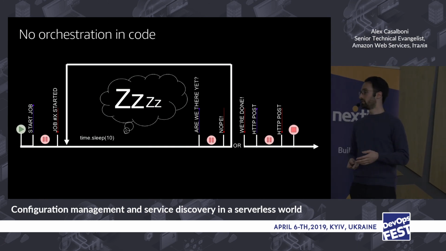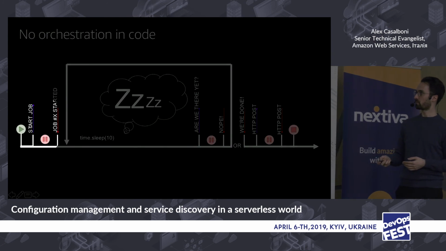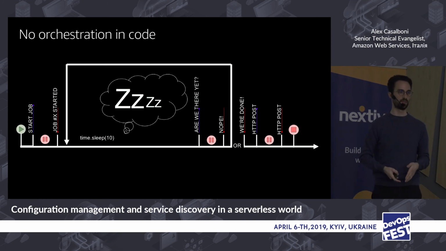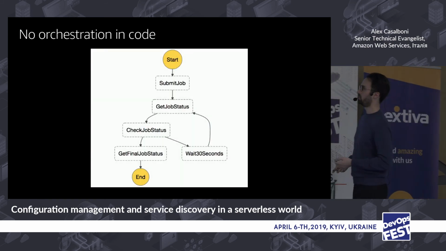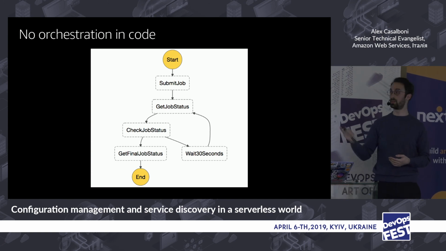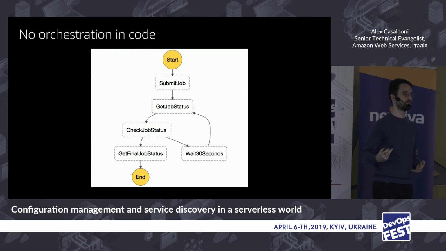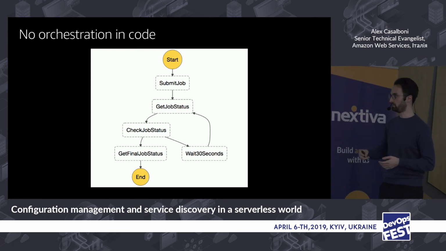Another final tip, actually two, is don't do orchestration in your code. If you start a job, and then wait for 10 seconds, and then check if the job is done, those 10 seconds, you're paying for them. You don't want to pay for those 10 seconds on Lambda, because you're charged by the execution time. So something you can do is use the same approach. This is the same chart I've shown you. This is a state machine implemented with AWS Step Functions. It's another service on top of Lambda.